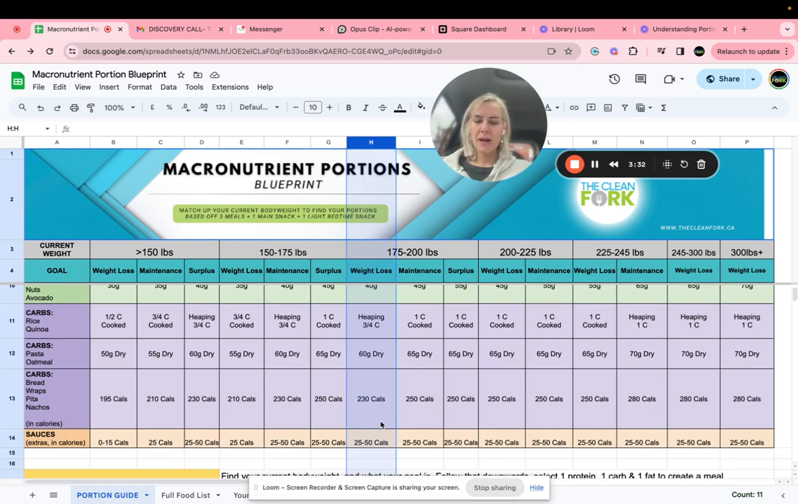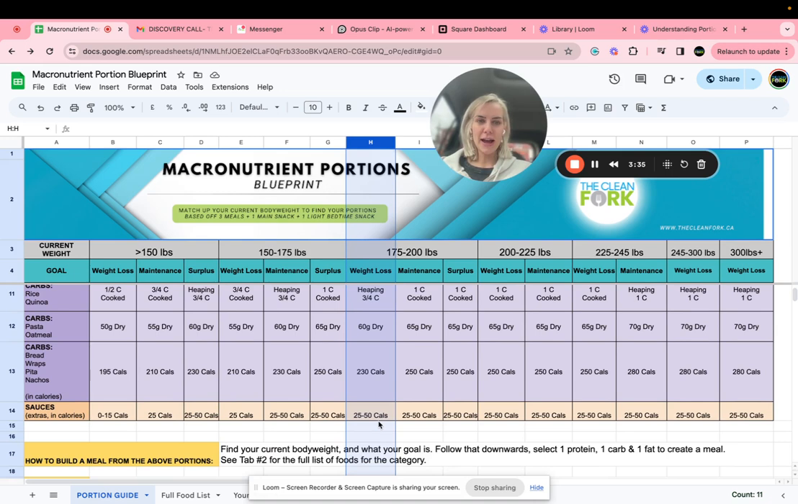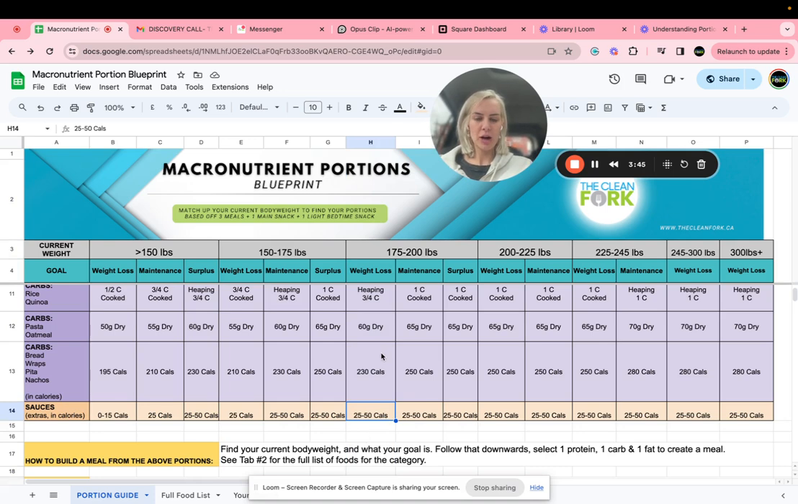Everybody always asks, how do I incorporate sauces? Sauces are extras, but just stick within this calorie range and you're good. With everything above plus a sauce within 25 to 50 calories, you should be able to put a pretty good meal together.